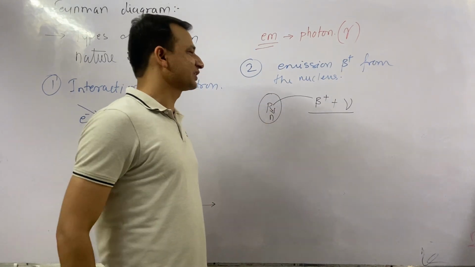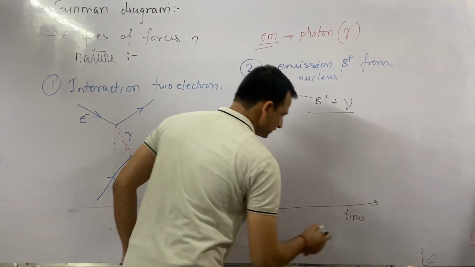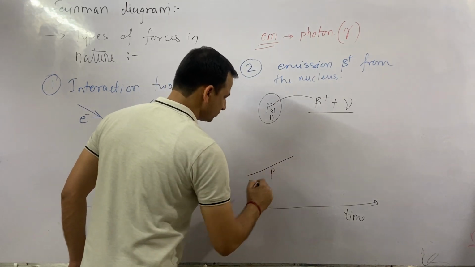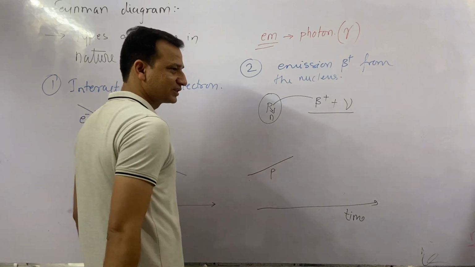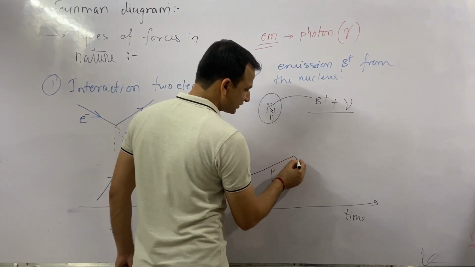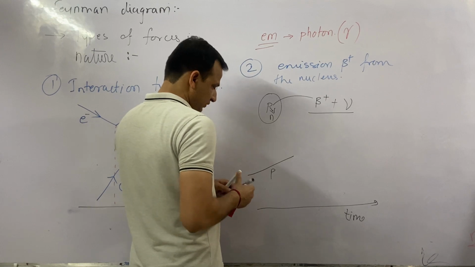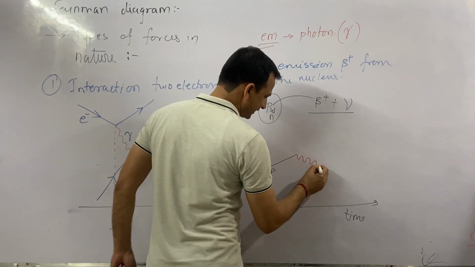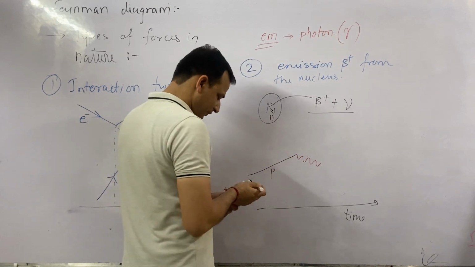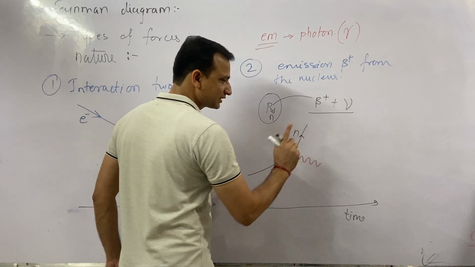So let's show this interaction in the form of a Feynman diagram. So this is our time axis. Let's take a proton which is moving forward in time. Proton is moving something like this. Now what happens? This proton emits an exchange particle, something like this. And when the exchange particle is emitted, the proton will convert into neutron. So now proton has converted into neutron.